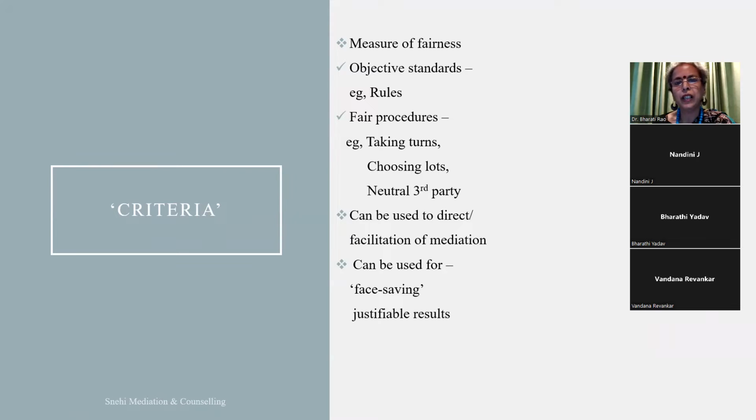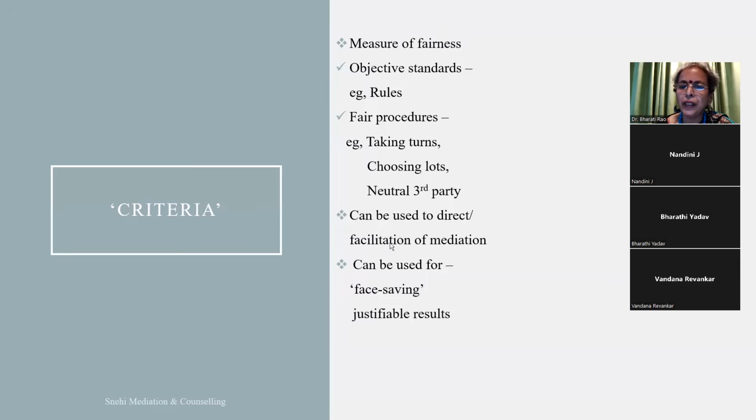The fairness in procedure can be through taking turns, like both the parties, each gets an opportunity to voice what they desire or what is it that they think is suitable for them. And it can be through choosing of lots. And as already stated, the mediator is already a neutral third party. So a certain amount of fairness is already there in the process. Now, how is it that the criteria or setting of benchmark can help in the mediation process to ensure that it is fair? How can the criteria be assisting the mediation process in ensuring that it is fair?